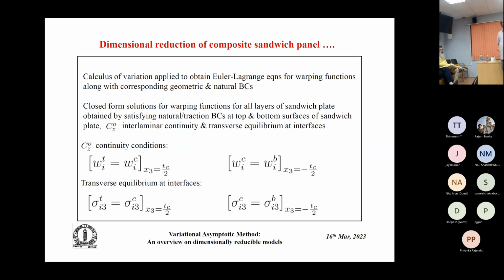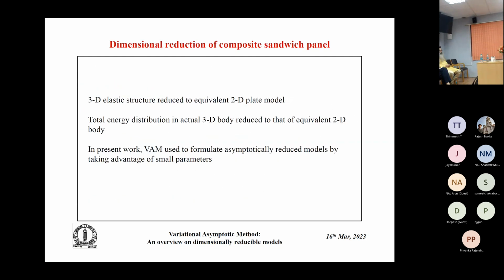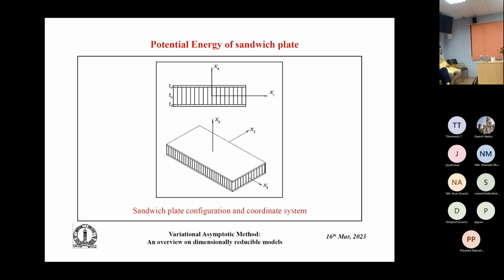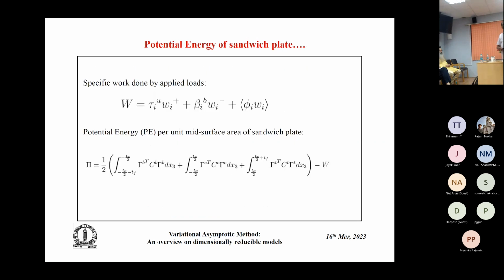Once it is formulated, using the calculus of variation, we obtain the Euler-Lagrange equations and natural boundary conditions. And one of the important aspects of the 3D solution for a composite beam is that it has to satisfy the interfacial continuity conditions. These are of two types. One is the displacement continuity and the other is the stress equilibrium at each of the interfaces. So for the sandwich, as we have discussed earlier, it has to be satisfied at this position as well as at this position, where the face sheet is getting connected to the core at the top and the face sheet connecting to the bottom of the core.